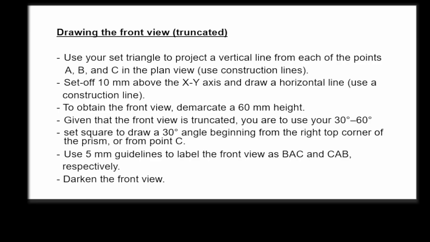Given that the front view is truncated, you are to use your 30-60 degree set square to draw a 30 degree angle beginning from the right top corner of the prism, or from point C. Use 5 millimeter guidelines to label the front view as BAC and CAB respectively. Darken the front view.